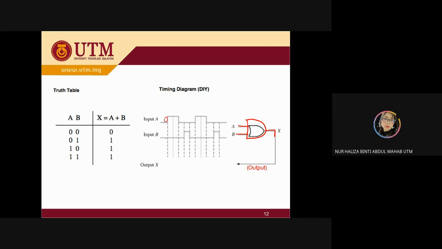0, 0. So where is 0, 0? 0, 0 is 0. And then this one is 1, 0. 1, 0 is what? 1, 0 is 1. And then you have 1, 0 again. It's 1. We have 0, 0.